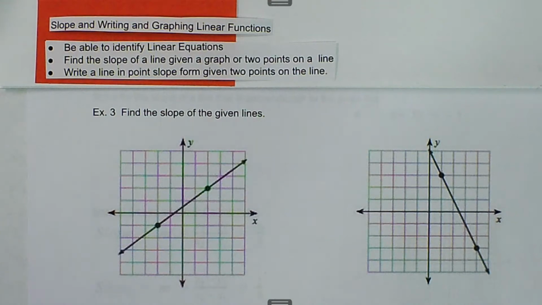We're talking about slope and writing in graph and linear functions. We want to be able to find the slope of a line given a graph or 2 points. So here we have 2 lines, and we want to be able to just count and see what that will be.